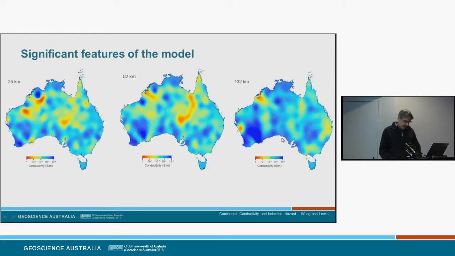So just to highlight some of the key features, the colour scale on these plots is slightly different to the ones on the previous animations. So at 25 kilometres depth, the model I think has improved the imaging of previously identified conductivity anomalies in the Canning Basin in Western Australia and in Queensland, southwest Queensland and Carpentarian areas. And it also suggests that those Queensland anomalies might persist down to about 100 kilometres.